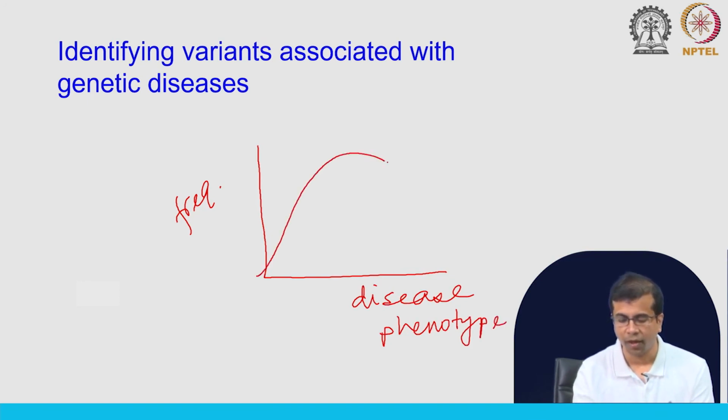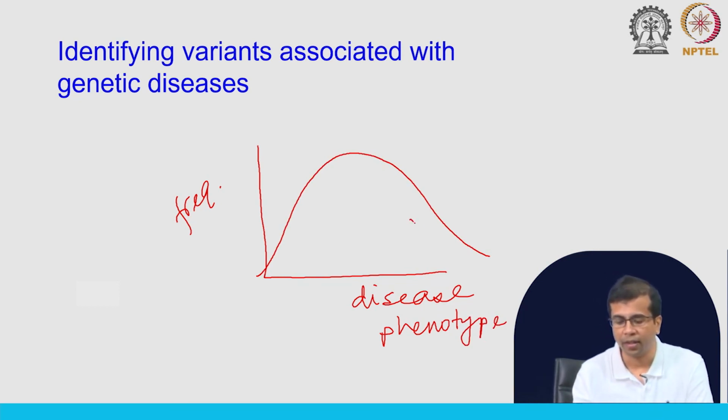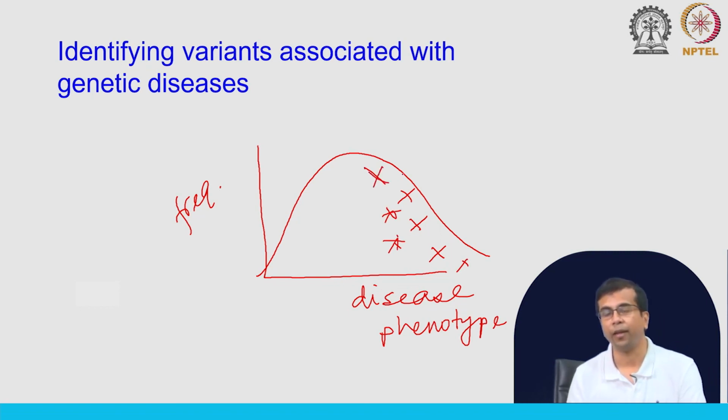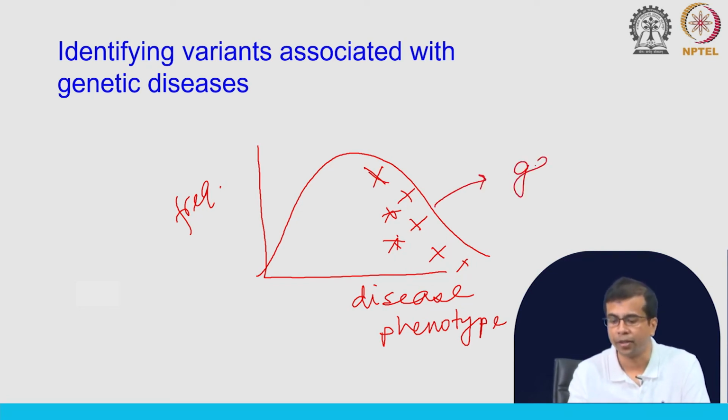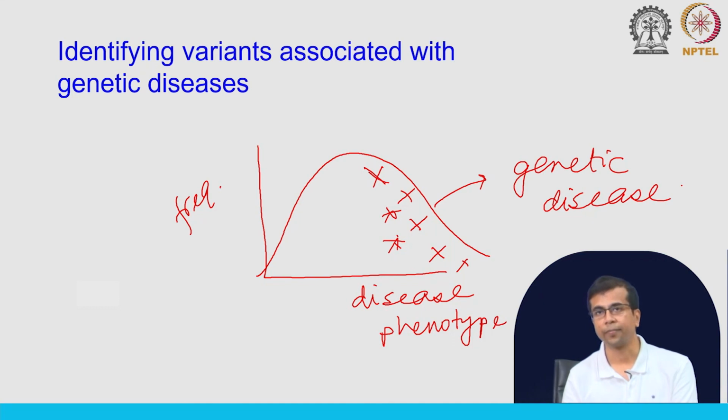Maybe the distribution looks something like this. So, this is the frequency of individuals showing these different disease phenotypes, and we see certain mutations are associated with very severe disease phenotypes, and that might mean these mutations, these variants, are perhaps associated with this genetic disease. So, studying these germline variants can help us also study this genetic disease.